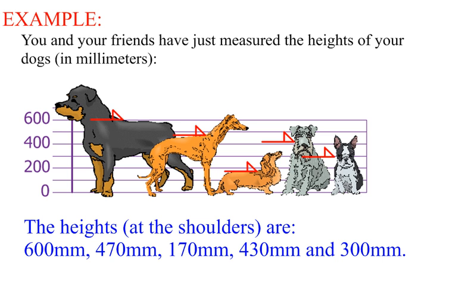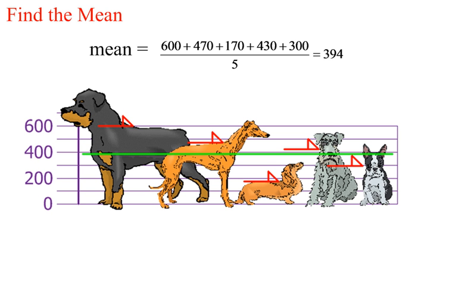All of these, it says you and your friends have just measured the heights of your dogs. So here's all these dogs, and you can see their heights are the red. That's where their height is. So not the top of their head, but like the heights of their shoulders. So the heights of the shoulders are listed there. So we have those 5 data values. To find the mean, they add them up and divide by 5. So our mean is 394. So this green line here shows where the mean is.